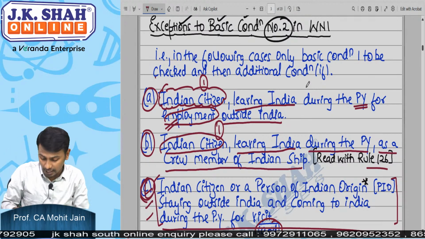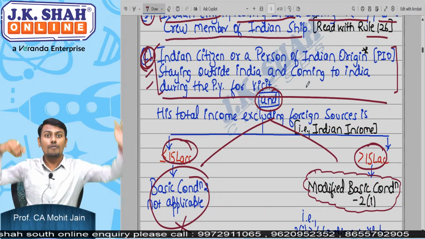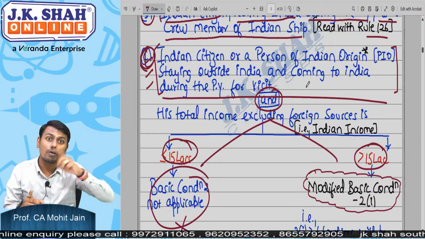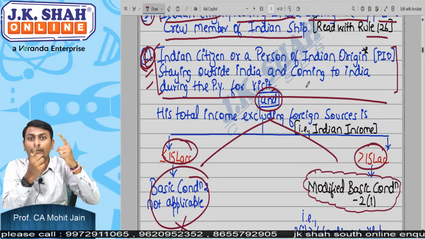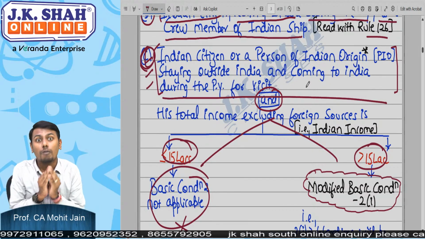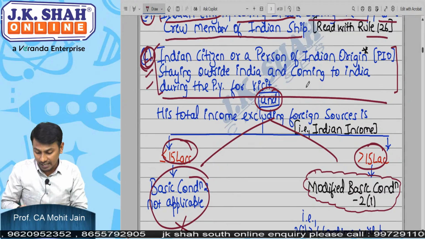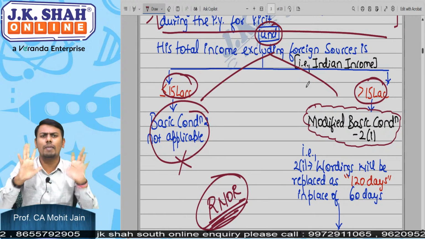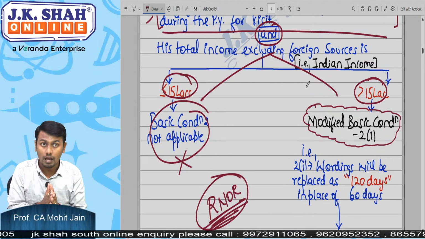And now what is the third, people? Everyone repeat with me. What is the third point? If you are an Indian citizen or a person of Indian origin who is already staying outside India, but during the year is coming to India for a visit. But if he is a small person, not in height, nonsense, don't laugh. Small person means his Indian income is less than or equal to 15 lakhs. Then still basic condition number 2 is not applicable.